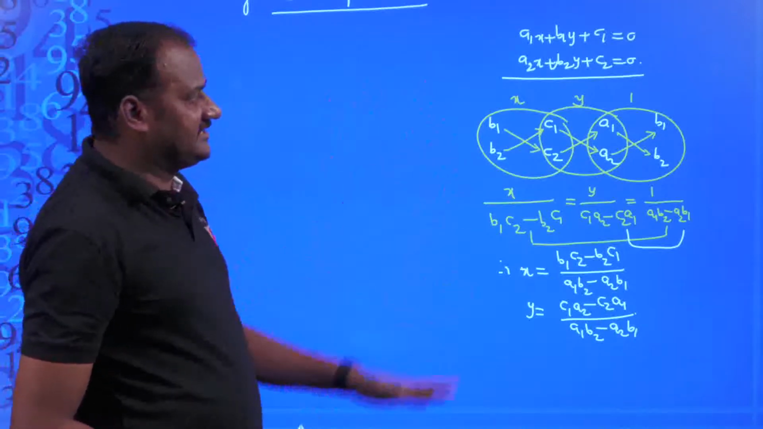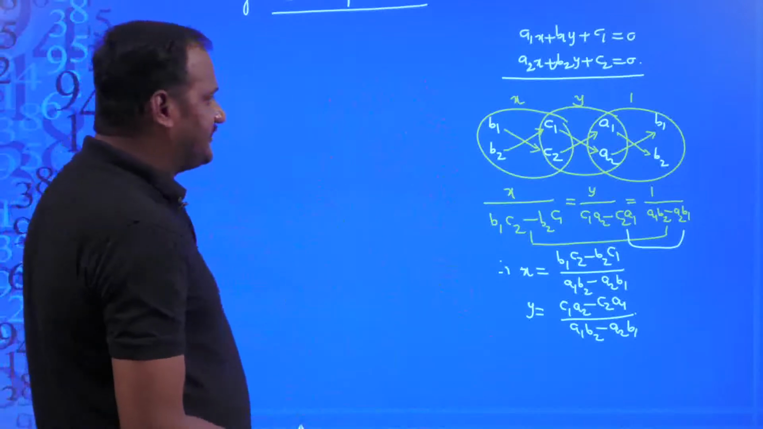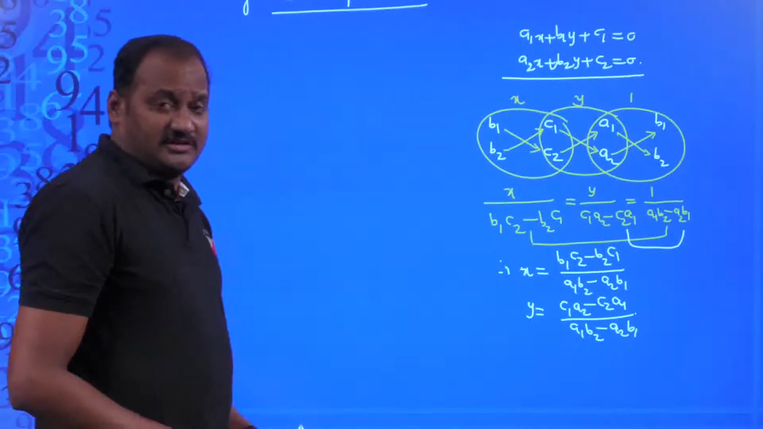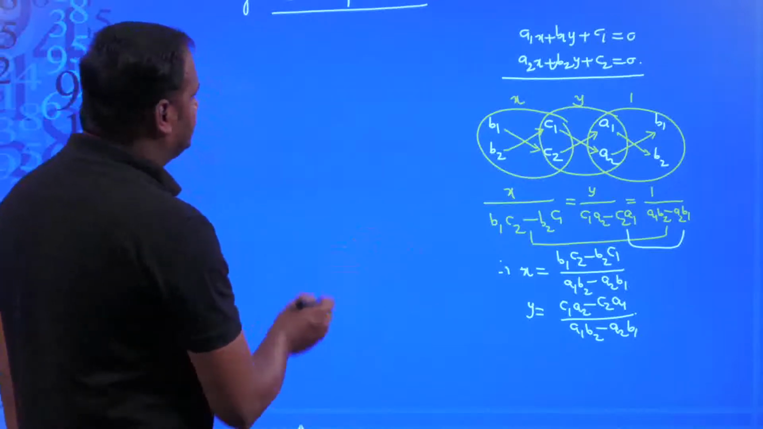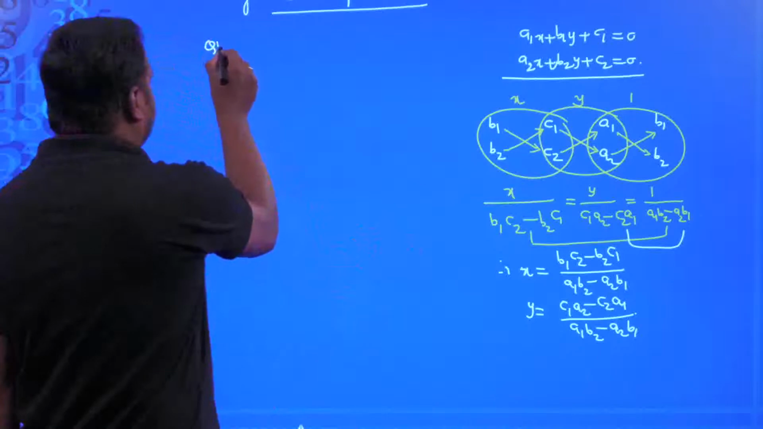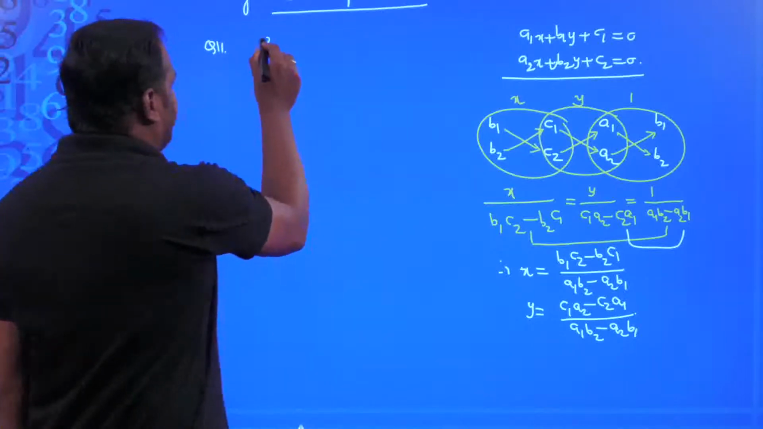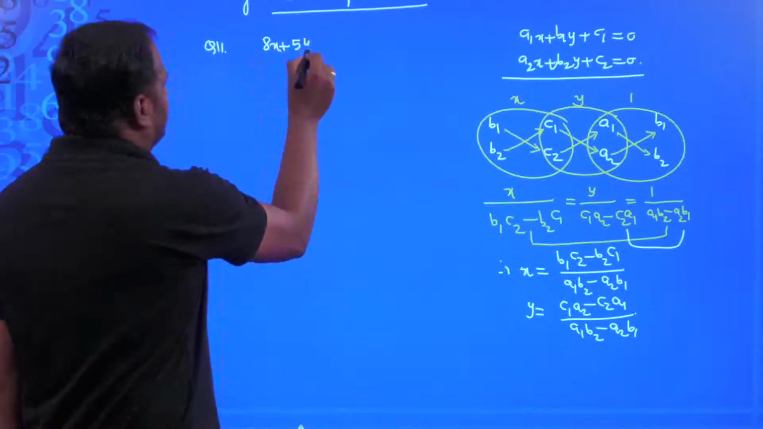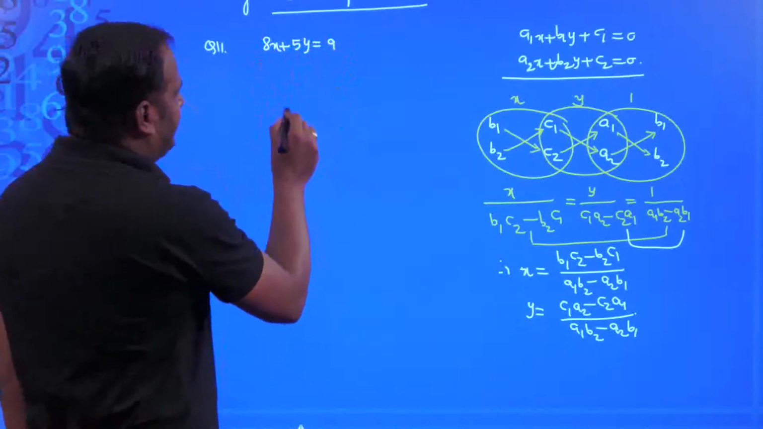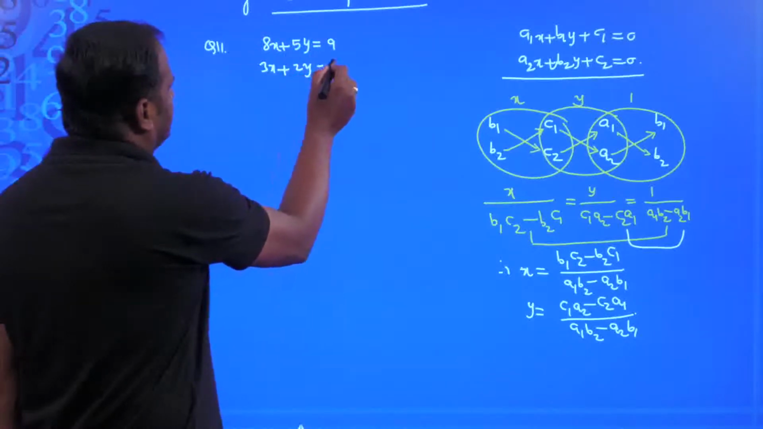Let us try to understand this method by taking one example. The familiar example that we used for both the substitution method as well as the elimination method. So, what am I taking now? The given problem is: solve a pair of linear equations 8x plus 5y is equal to 9, and the second equation is 3x plus 2y is equal to 4.